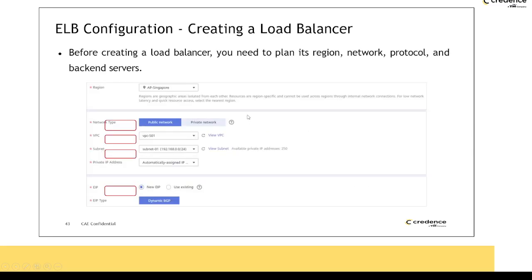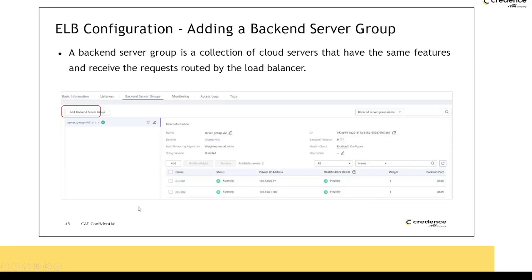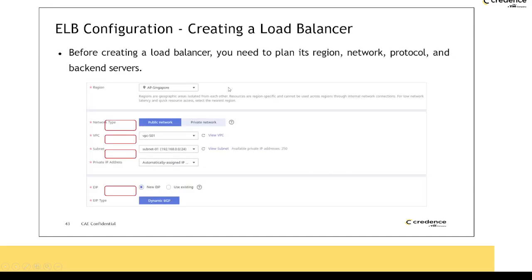So after you create the load balancer, then add a listener. You need to create at least one listener. A listener listens for requests from clients and routes the requests to the backend server based on the settings that you configure when you add the listener. Let's say you name it listener VV. Use the protocol HTTP with the port 8881. The value is between 1 to 65535, depending on what the organization wants to use. So that is the ELB configuration. Then after you configure, you create the load balancer.